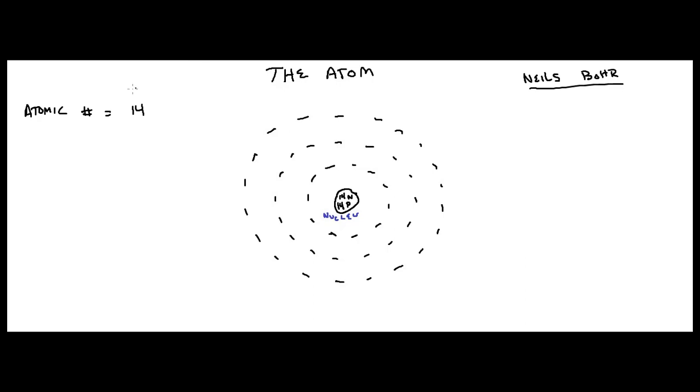So how these 14 electrons are going to be distributed, we have things that are known as shells, right? In this case, we have shell number 1. That's this one right here.